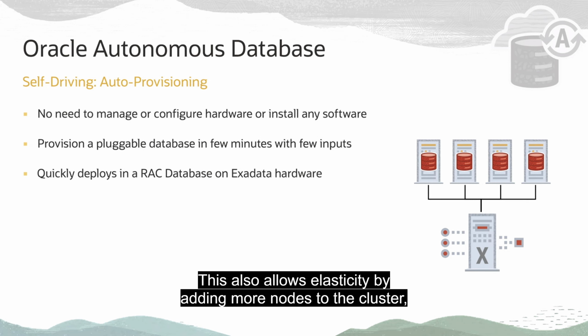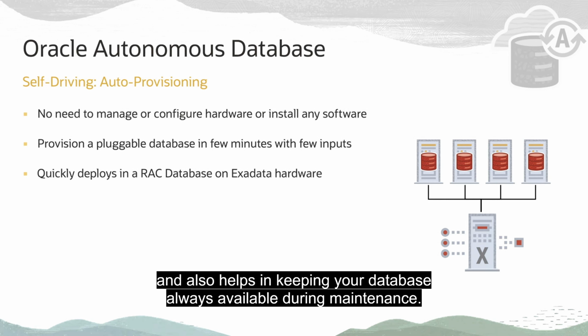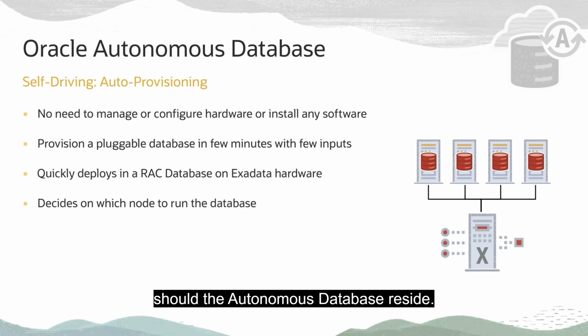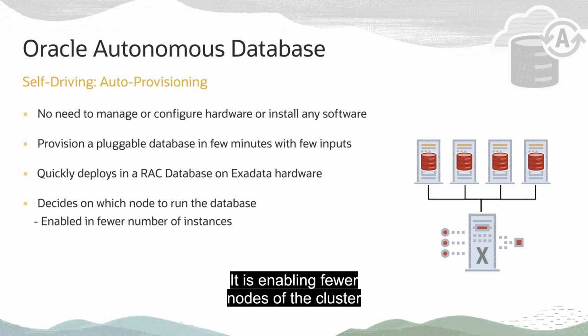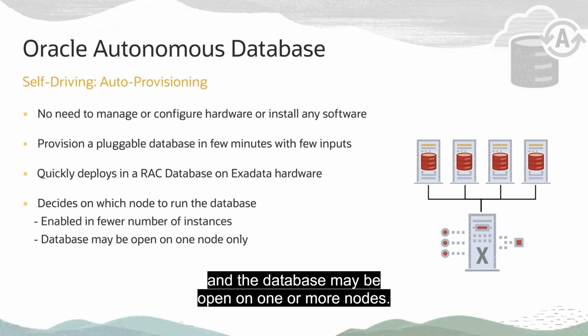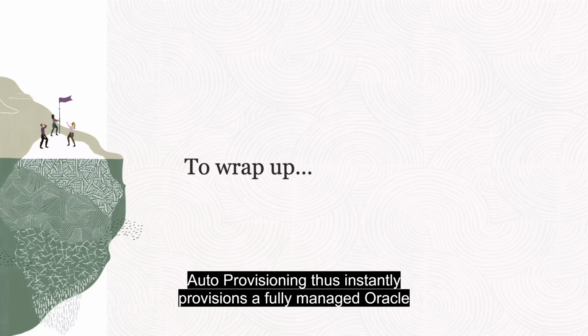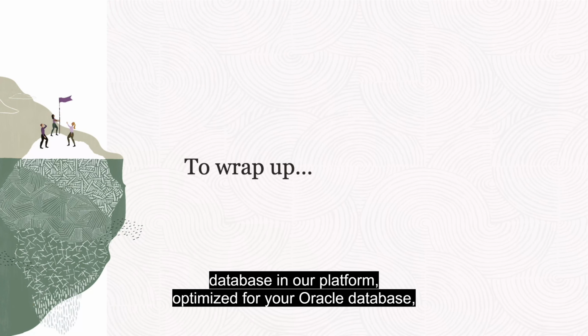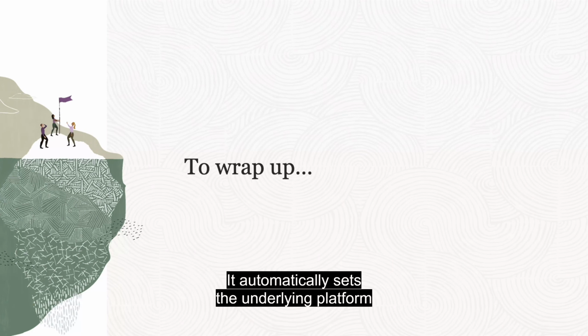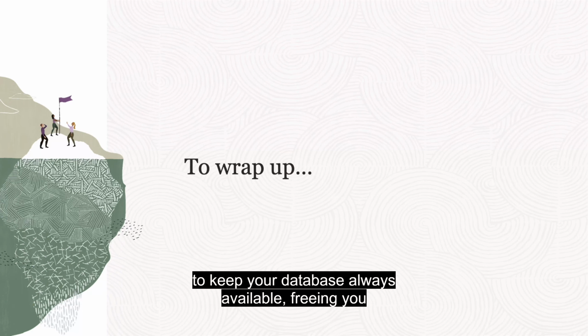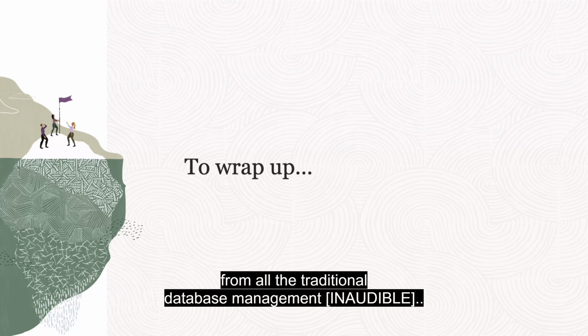This also allows elasticity by adding more nodes to the cluster and also helps in keeping your database always available during maintenance. It automatically makes the decision as to on which node of the RAC cluster the autonomous database should reside. It is enabled in a few nodes of the cluster, and the database may be open on one or more nodes. Auto provisioning thus instantly provisions a fully managed Oracle database in a platform optimized for your Oracle database in just a few minutes. It automatically sets the underlying platform to keep your database always available, freeing you from all the traditional database management overheads.